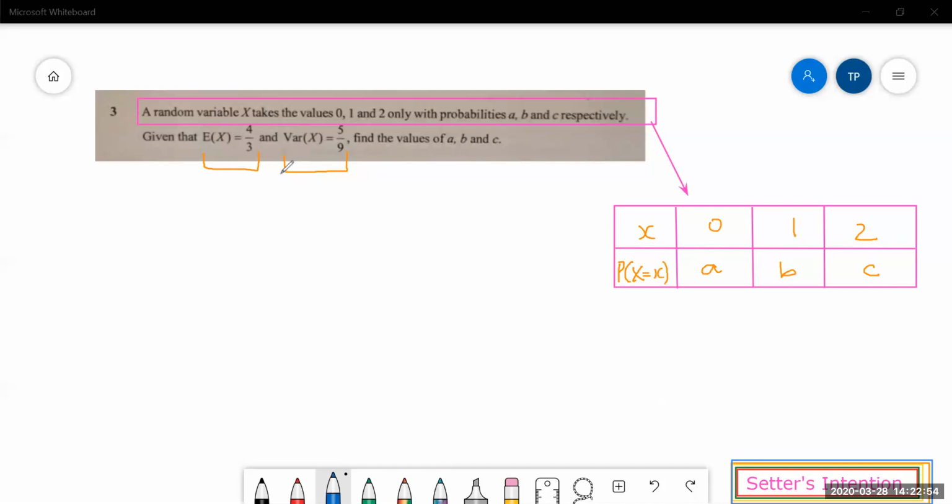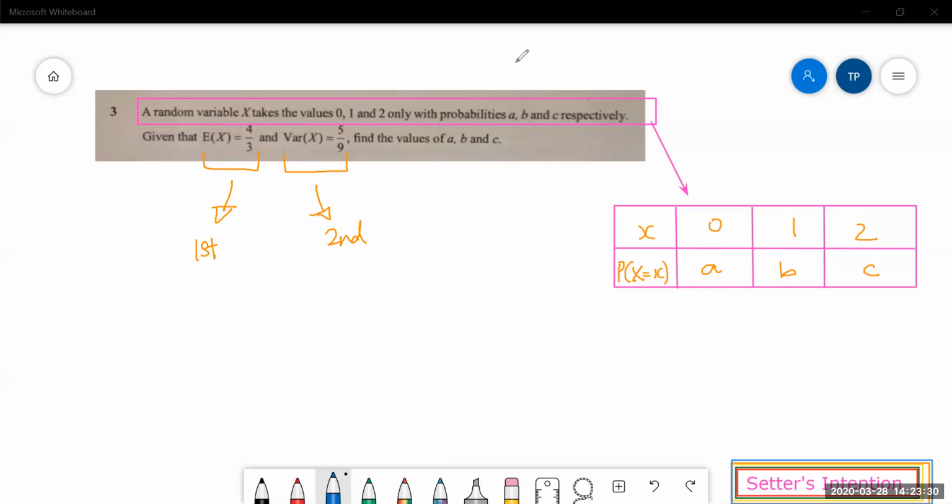Sorry again? You can do simultaneous equations. Very good. So when you say that, I know you are already getting ahead of the setter. You know that they give you 3 variables means you need 3 equations to solve this question because you're trying to find A, B, and C. From here you are going to get your first equation. From here you're going to get your second equation. Where can you get the third equation? A plus B plus C equals 1.